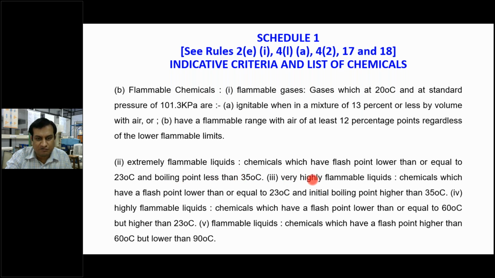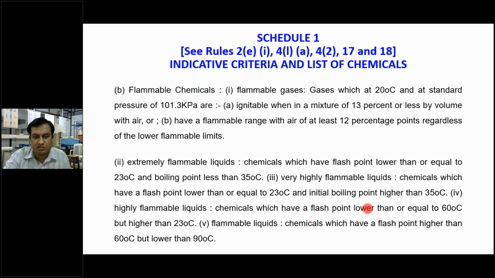Now when we are talking about very highly flammable liquids, the boiling point is higher than 35 degrees Celsius. So if the boiling point is more than 35 degrees Celsius, but the flash point is less than 23 degrees Celsius, then it is called very highly flammable liquids. Now the next is highly flammable liquids.